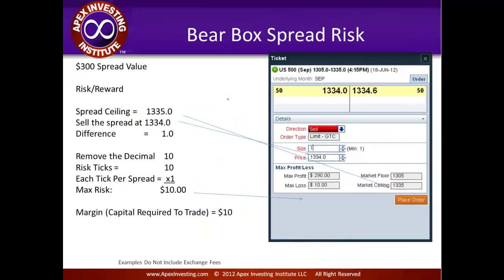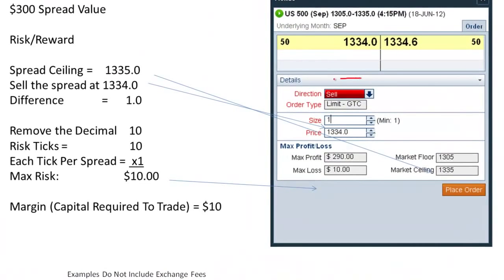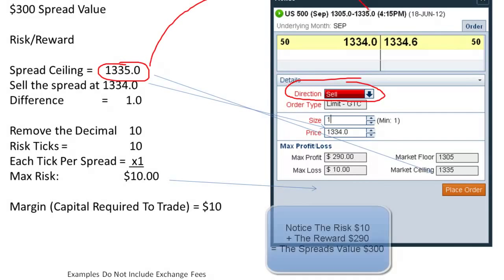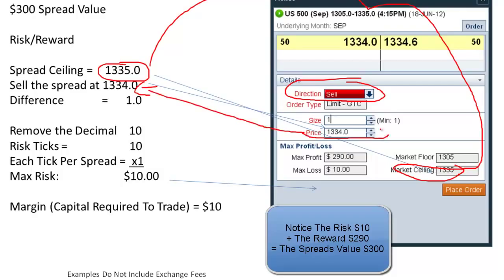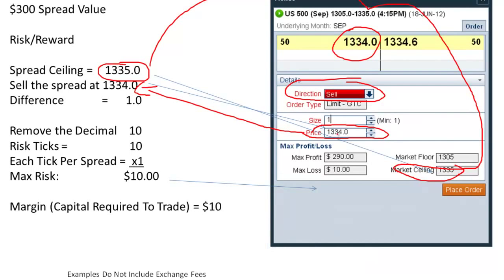If we want to look at the risk on this trade, since we're selling the spread, and you'll notice right here we're selling it, whereas the other one we were buying it, then you're going to take the spread ceiling, 1335, which you can see right here, and subtract from it the price where we sold it, 1334. Just like on the other one, if you click on the sell price, you'll see 1334. You can click that, and it'll fill the price in for you.